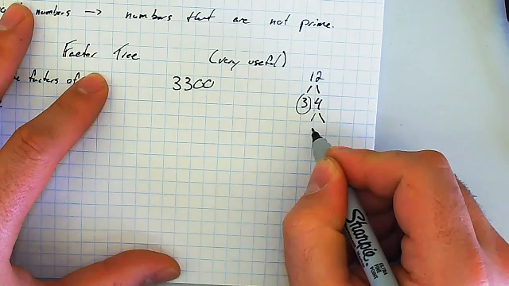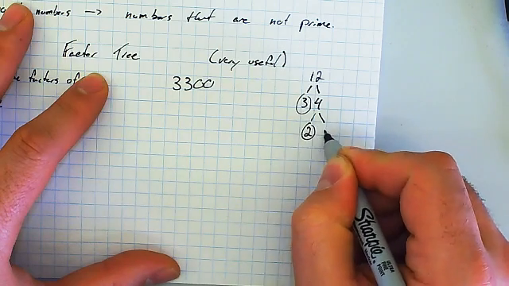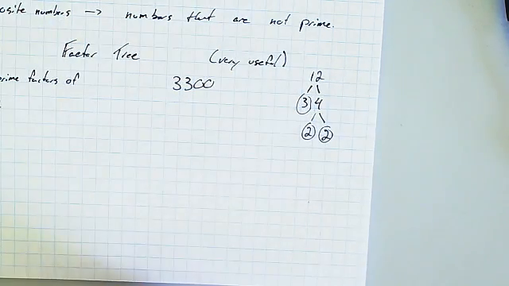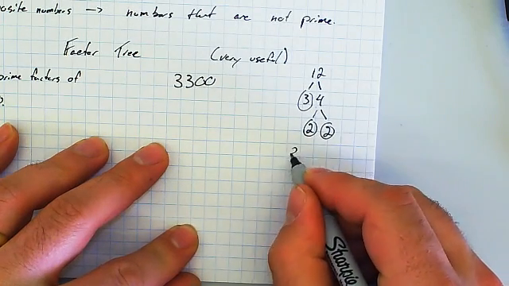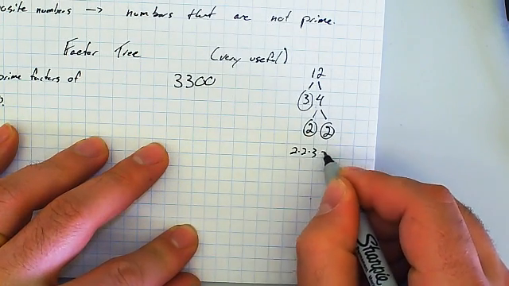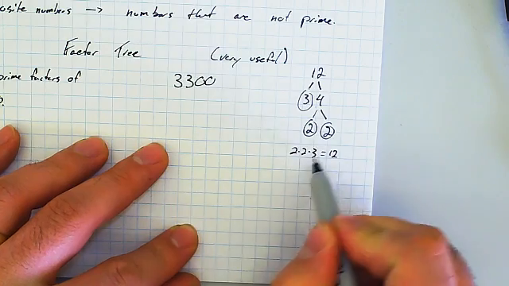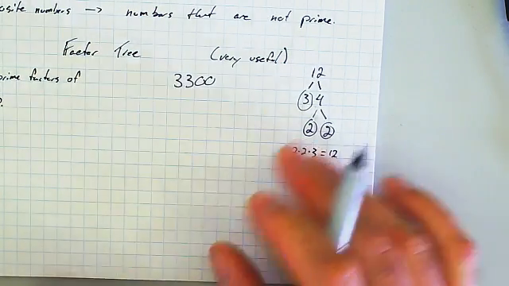However, 4 can be broken down into 2 and 2. And the trick here with a factor tree is I can then go 2 times 2 times 3, and I should get 12. These are all the prime factors of 12.